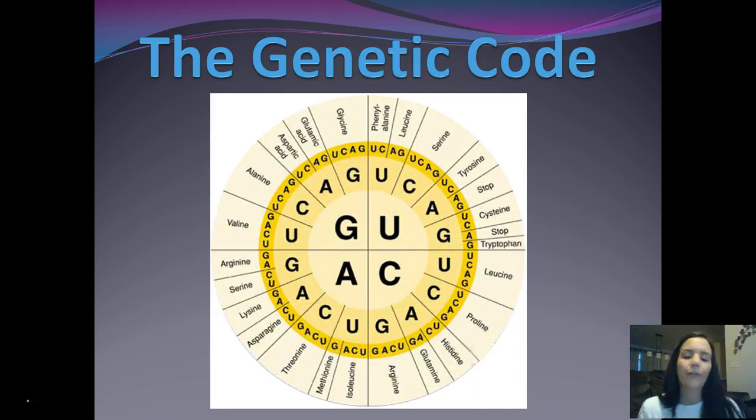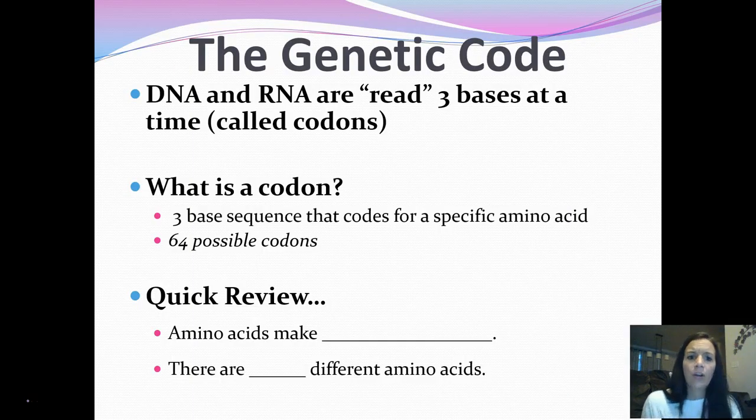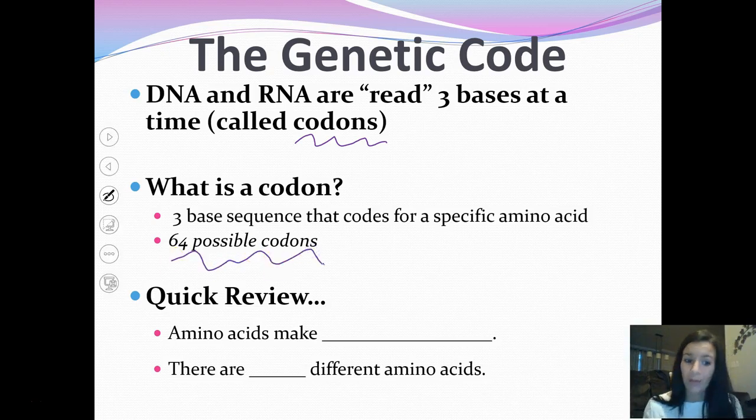All right, here are your video notes on RNA, the genetic code, and protein synthesis. So the genetic code itself is that DNA and RNA are read 3 bases at a time. These are something called codons. So what is a codon? It's a 3-base sequence that codes for specific amino acids, and there's actually 64 possible codons.